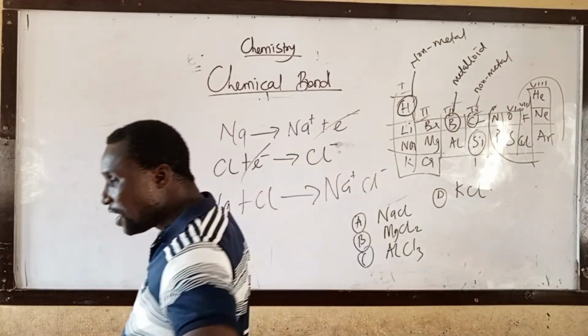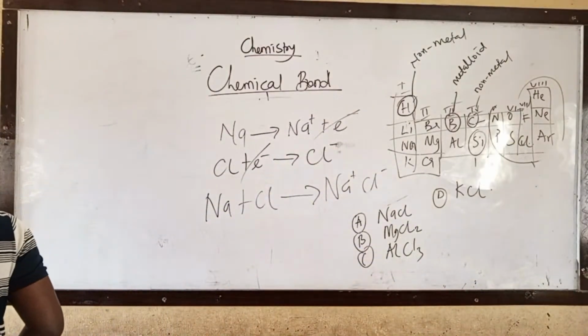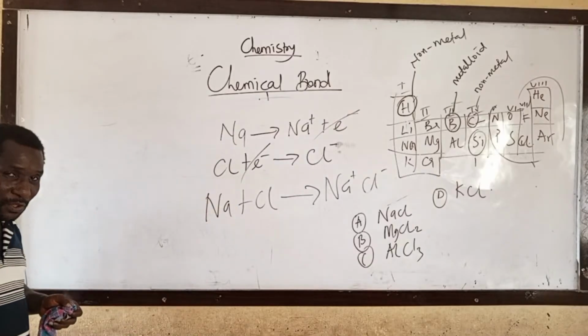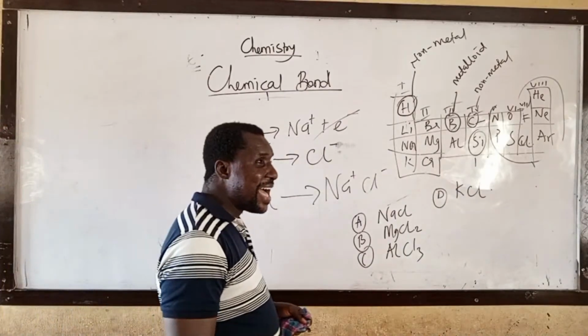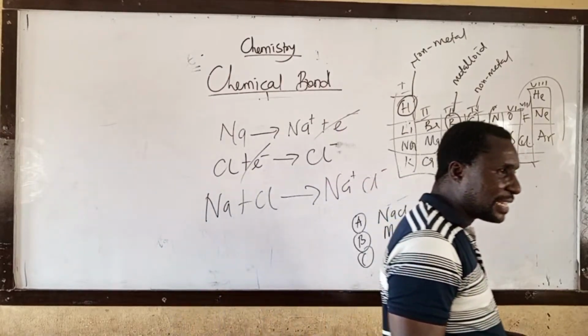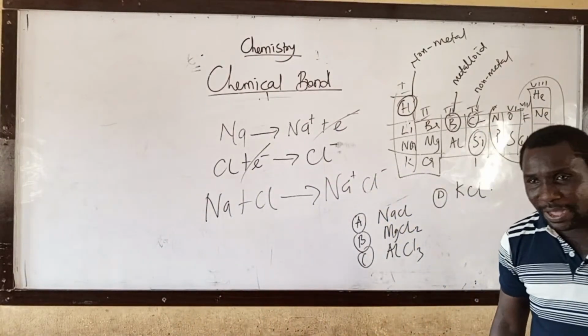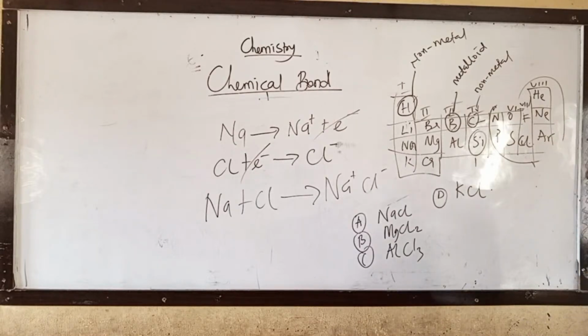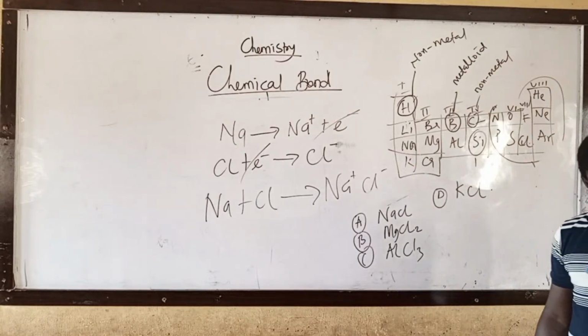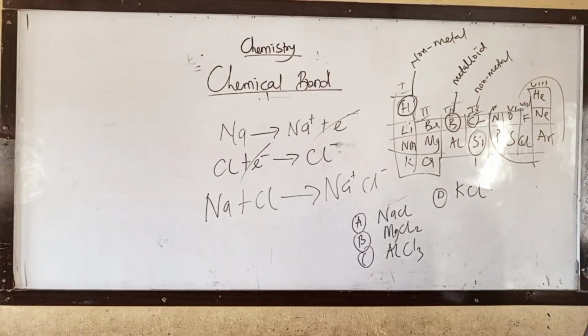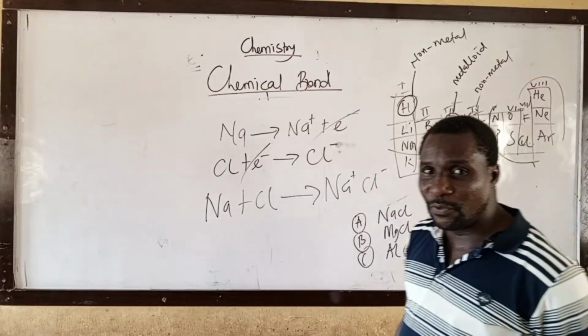Which of the following ionic compounds has the least ionic character? The least ionic character. I'm going for D. You are going for D, okay? I'll explain.